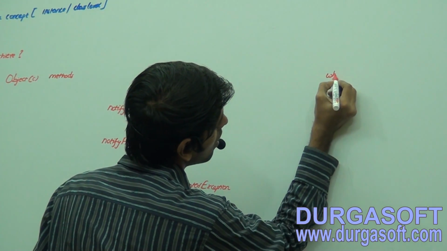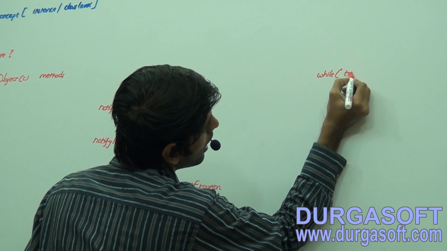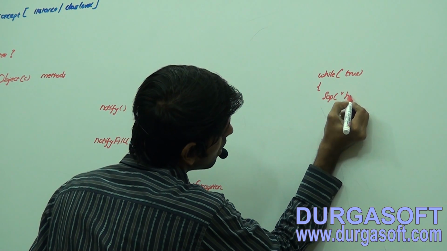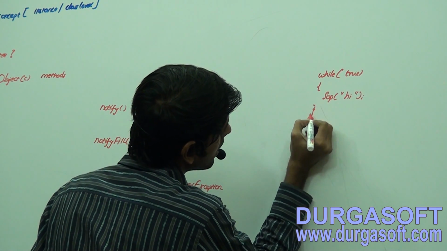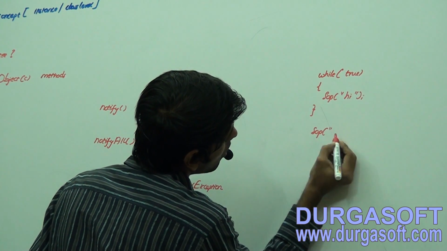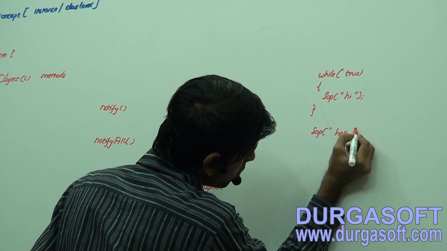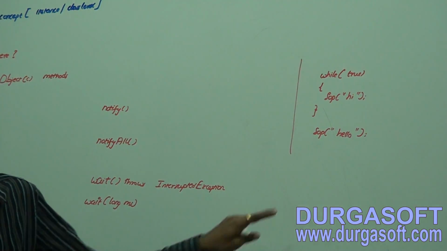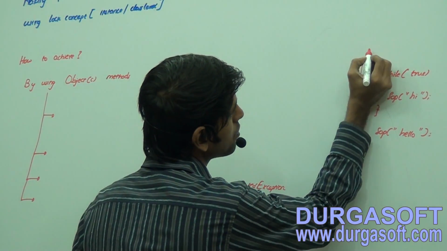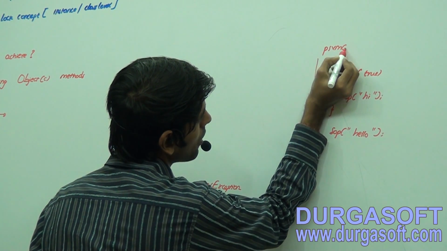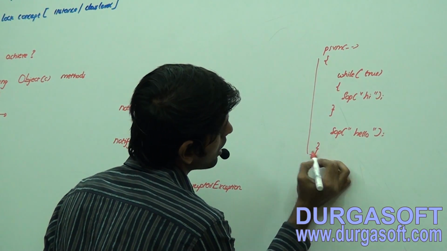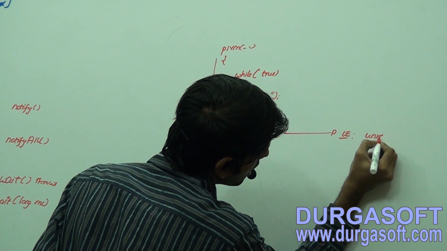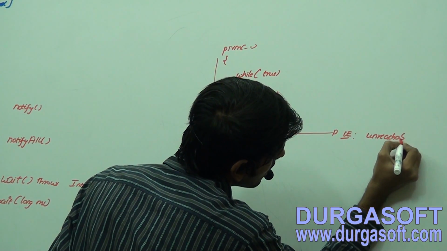See here, while(true) { System.out.println("hi"); } and then System.out.println("hello") once again. If you put this piece of code in your PCs or laptops, what is it going to give? Let us think. Public static void main. Now you are going to get, at this line, a compile time error saying what? Unreachable statement. Why unreachable statement?